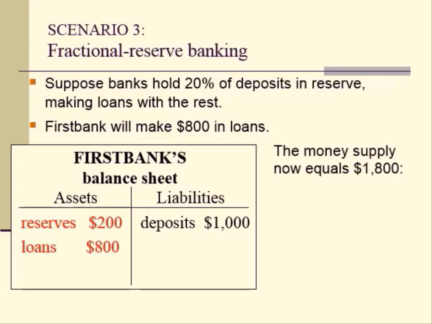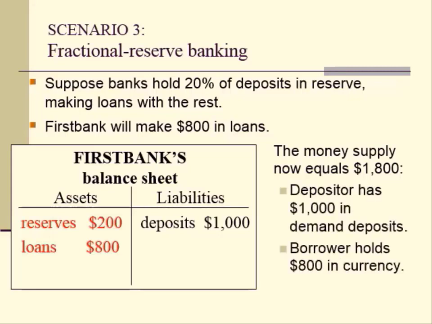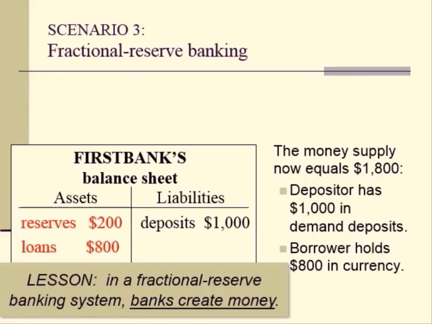So for this case, now the money supply equals 1,800. That is, the depositor has $1,000 in demand deposits, and the borrower holds $800 in currency. So M equals C plus D, where C equals 800, D equals 1,000. Therefore, M equals 800 plus 1,000 equals $1,800. So what's the lesson? In a fractional reserve banking system, because banks lend money, through the process of lending money, banks create money.